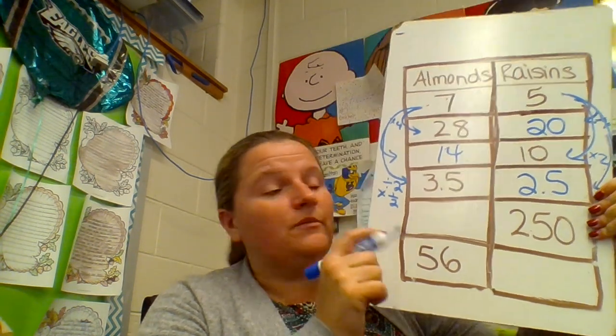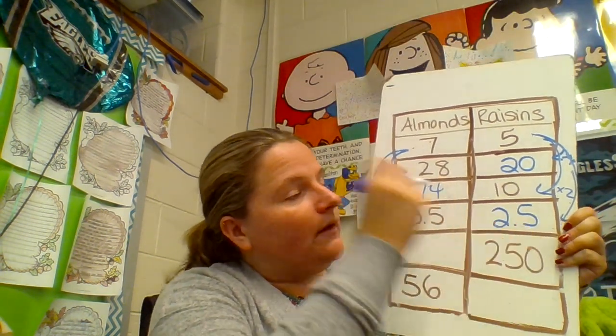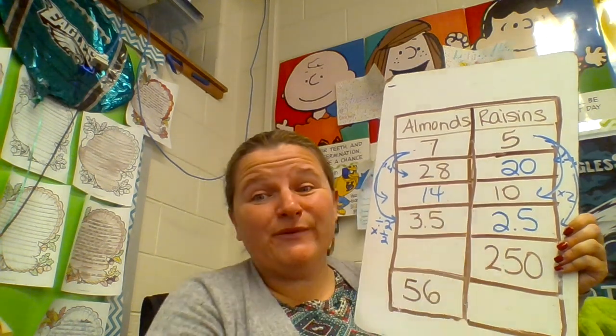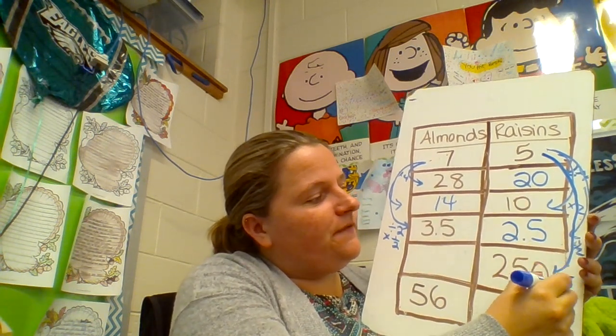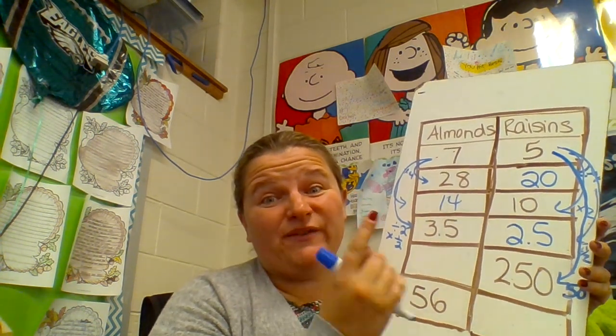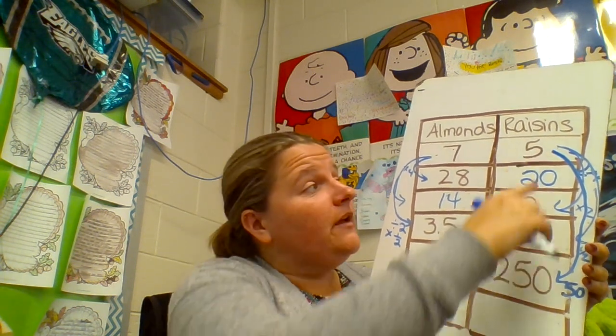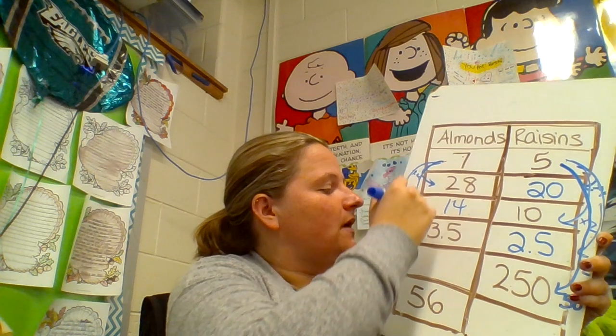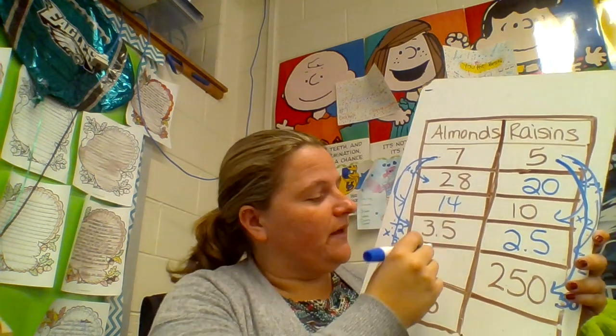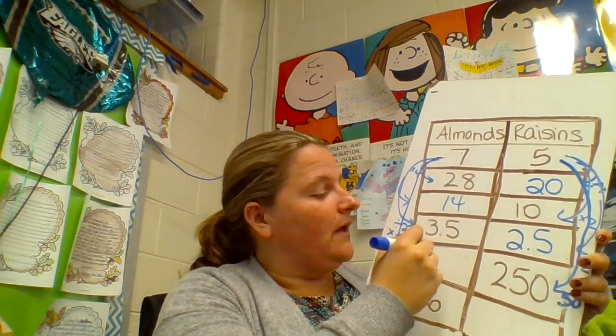Moving on to my 250. Well, I've got to think, all right, 5 times what will give me 250? 5 times 50. I knew that because 5 times 5 is 25, and I just throw that 0 on to make it 250. So again, if I multiply this side by 50, guess what I'm going to do? Multiply that side by 50, and I would get 350.